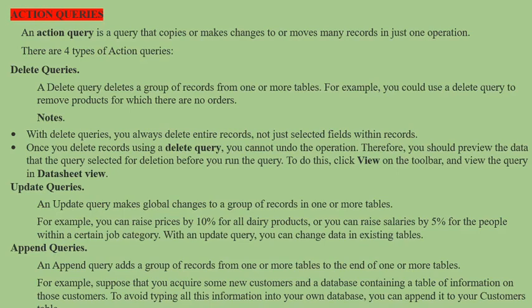When you talk about a delete query, it deletes a group of records from one or more tables. Then we have update queries. An update query makes global changes to a group of records in one or more tables. For example, you can raise a percentage by 10%, and you want every other product to be affected. For that case, you create an update query. I repeat again, kindly watch my practical session down this video. There is a link to show you how I have done all this.